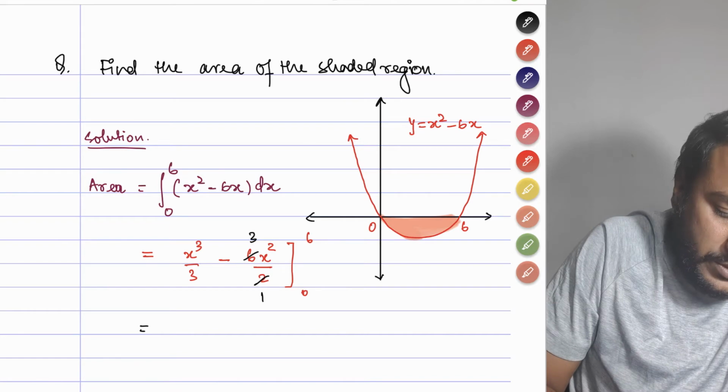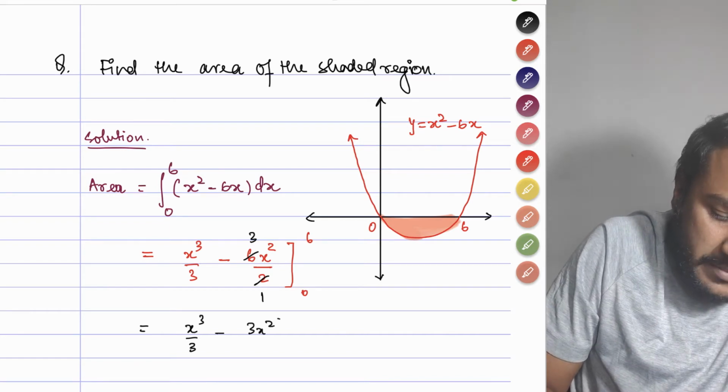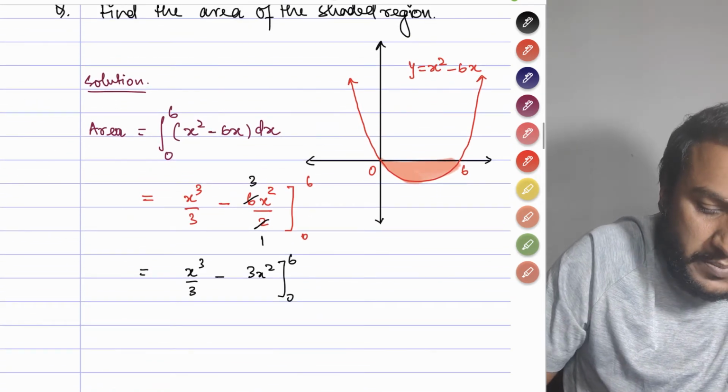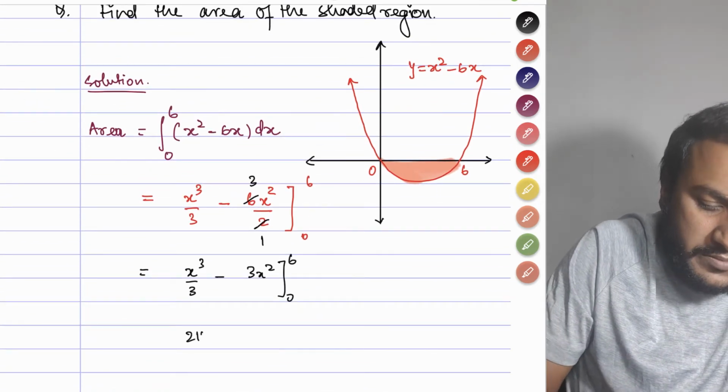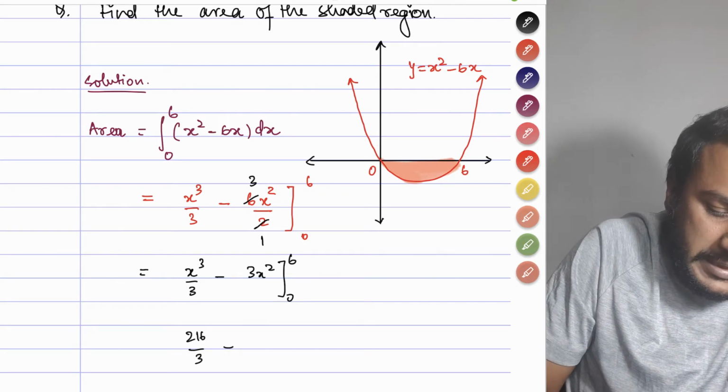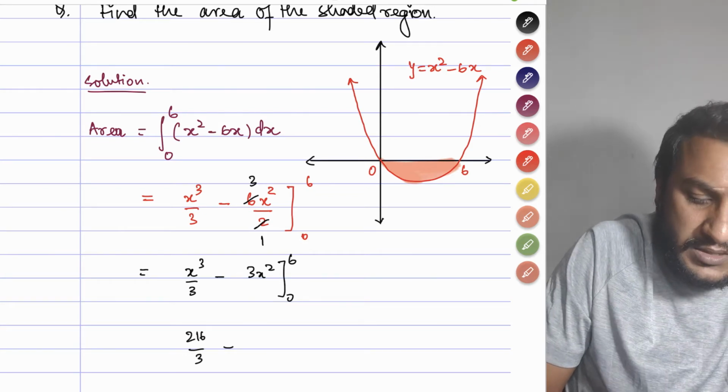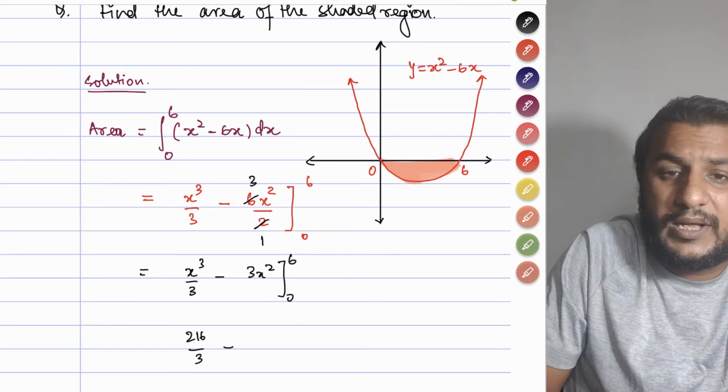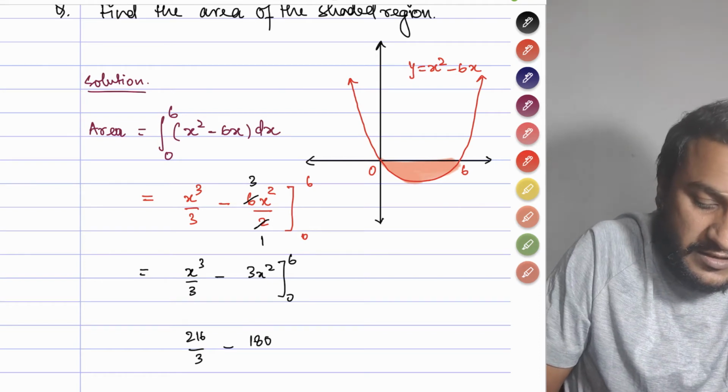Now let's rewrite this. So this would be x cubed by 3 minus 3x square. Now if we substitute the limit, first is your upper limit. So if you put upper limit, this is 216 by 3 minus this is 36. 6 square is 36. 36 into 3 is 108.